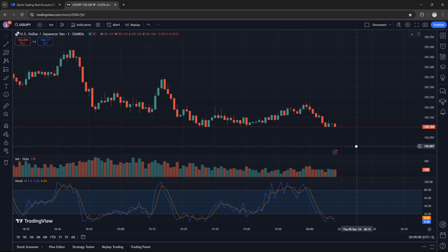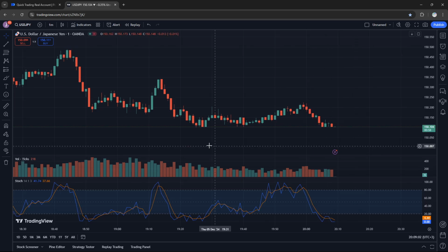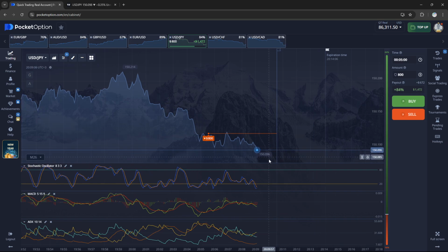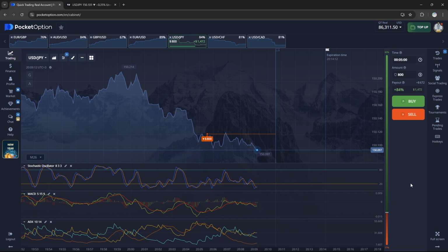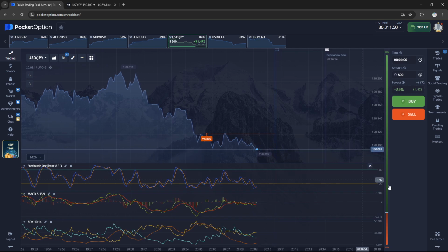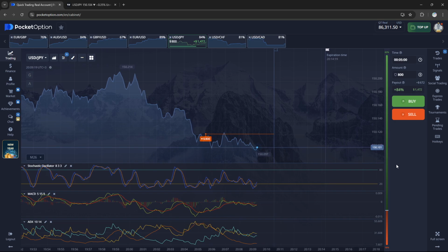If the stochastic gives a buy signal, but the price is below the 200 EMA, I'm more cautious about taking the trade. And finally, ADX. This is a must for me to measure trend strength. If the ADX shows a strong trend, I tend to ignore stochastic's counter-trend signals to avoid false reversals.